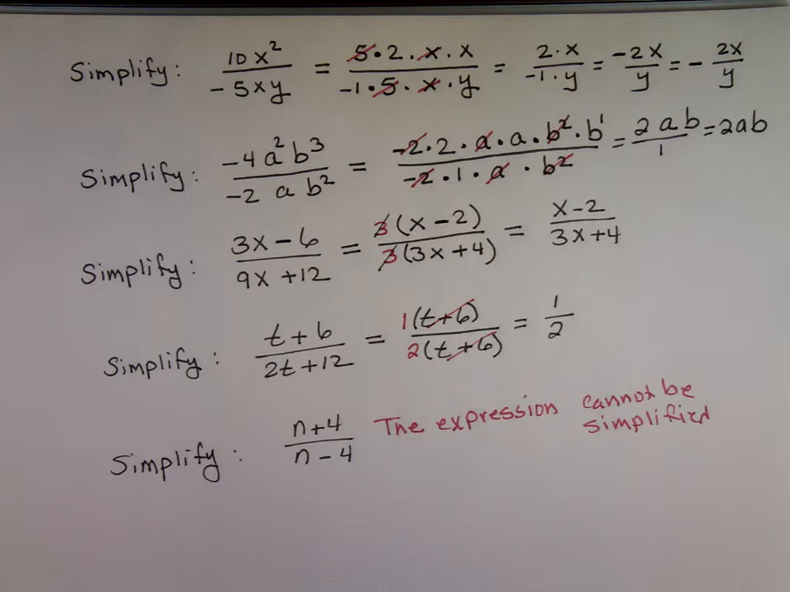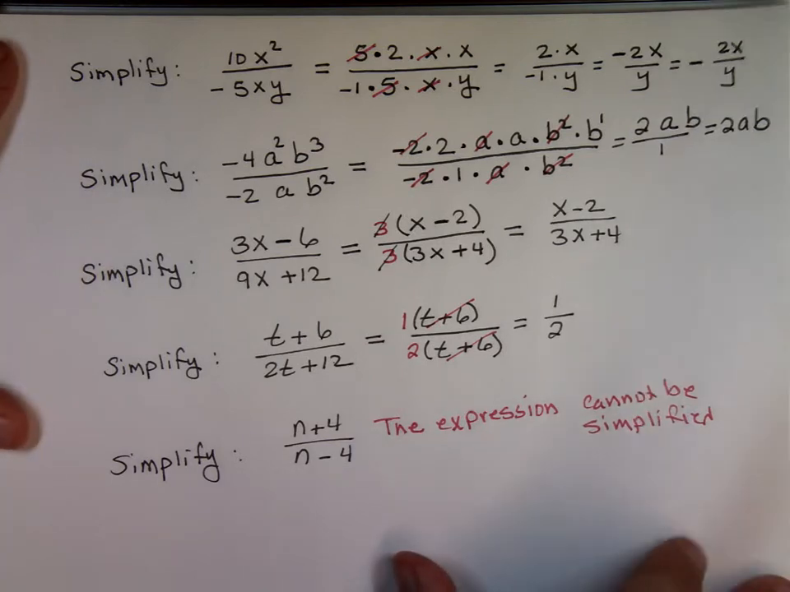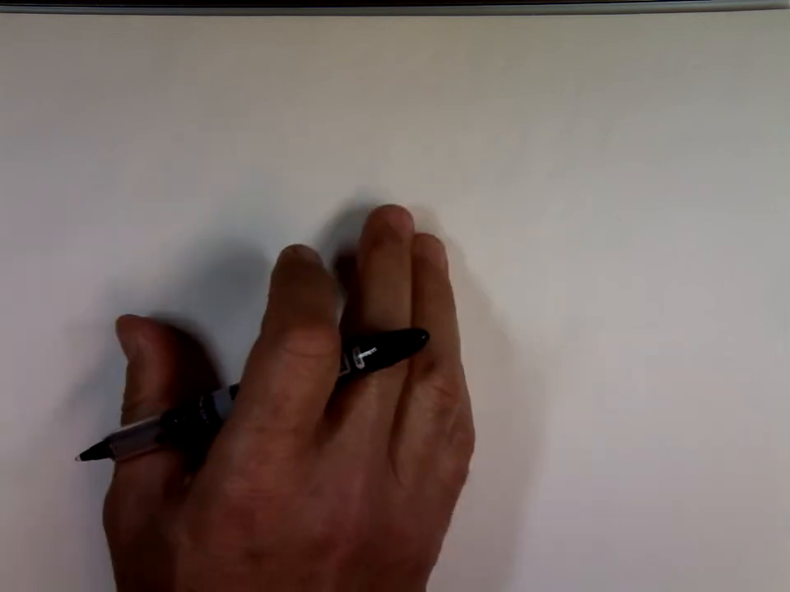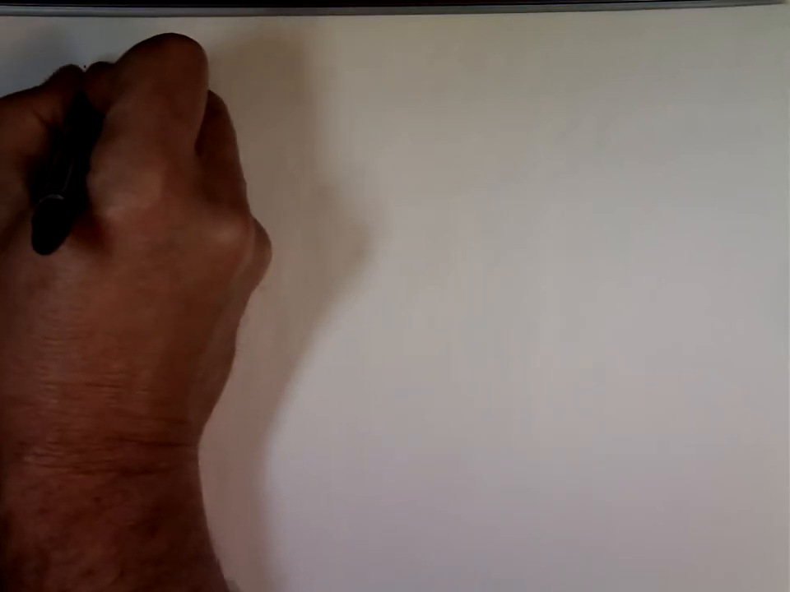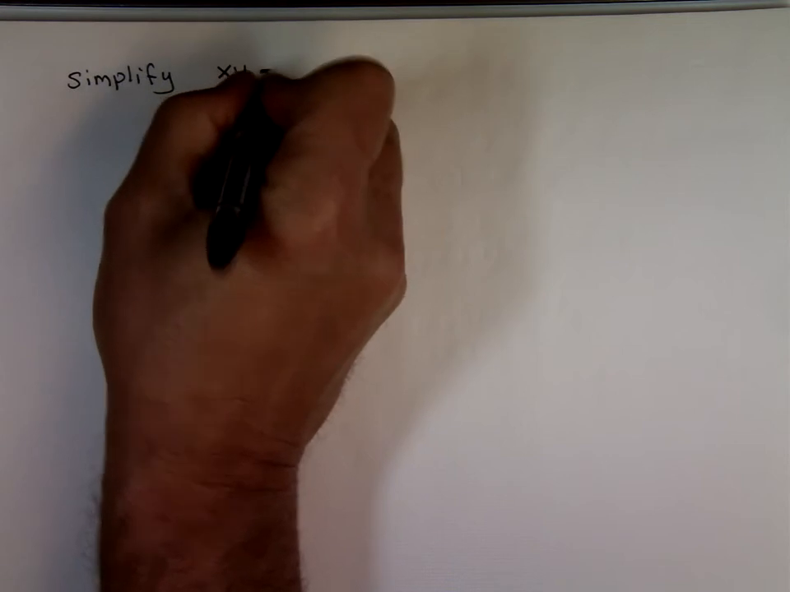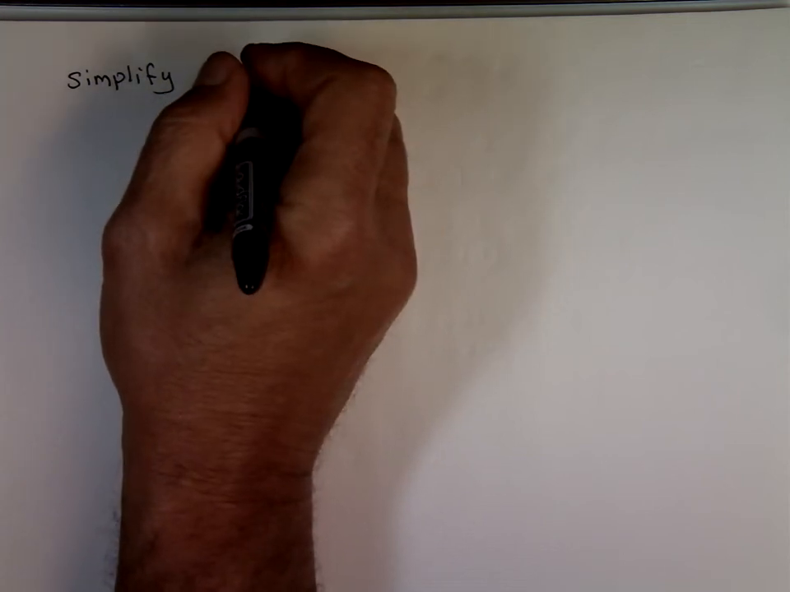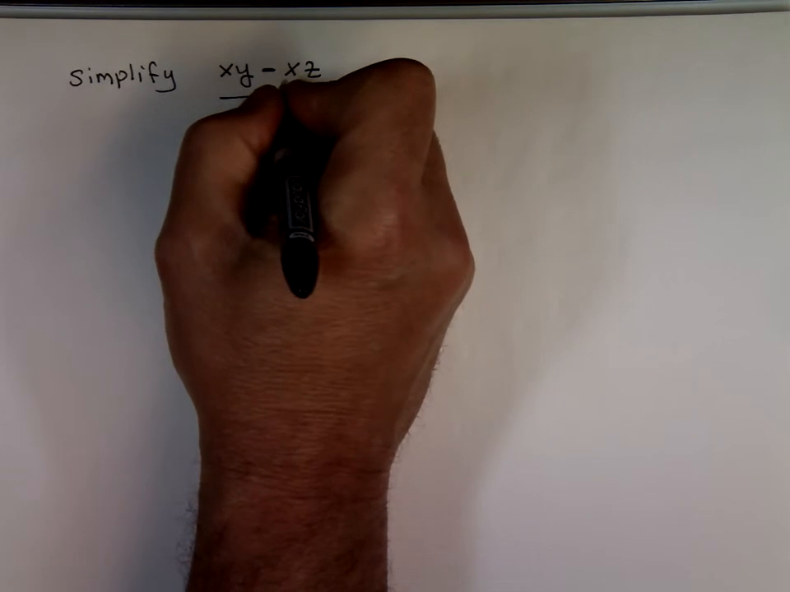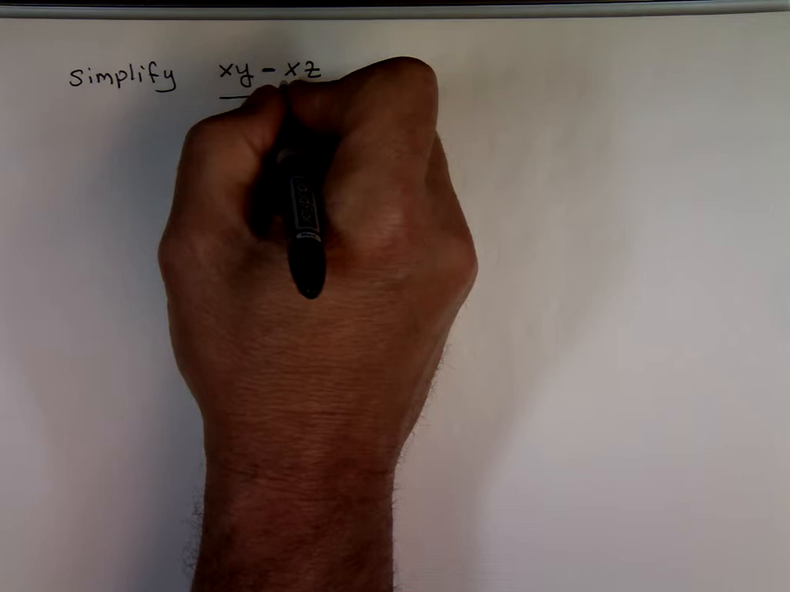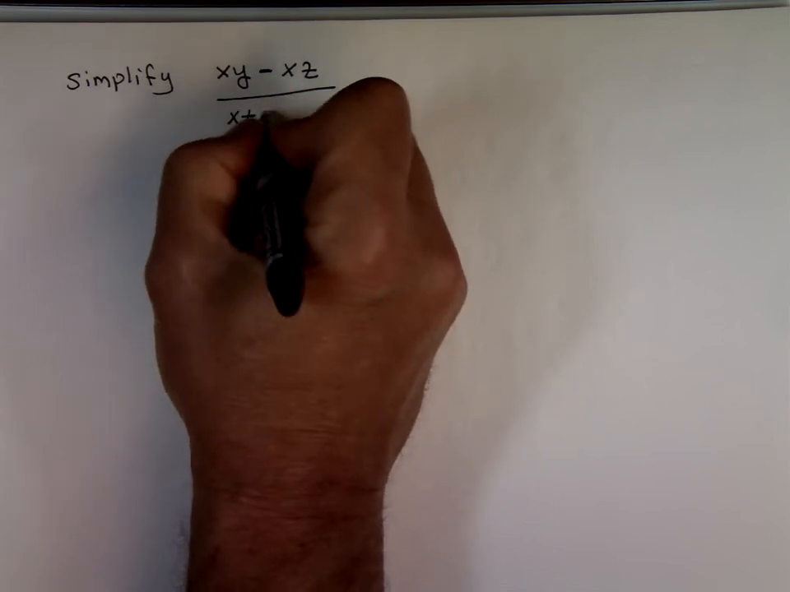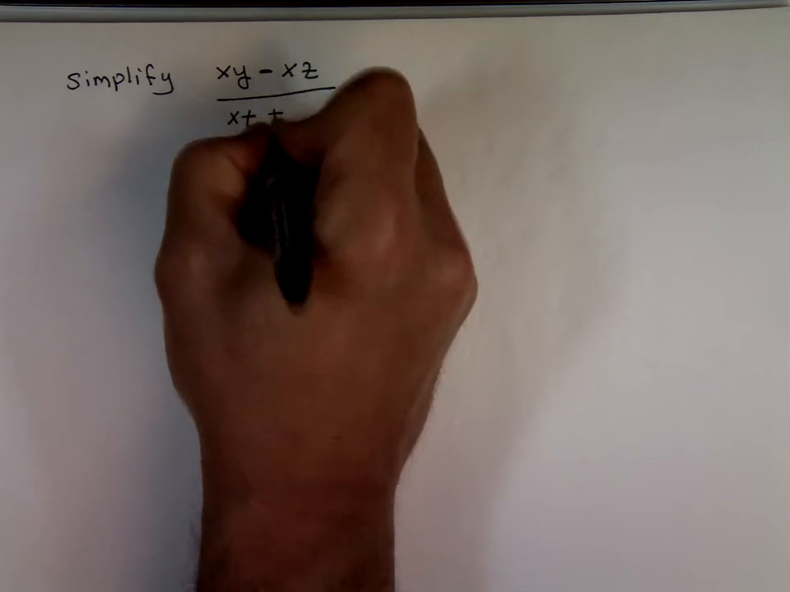Let's make them a little bit bigger. Simplify. xy minus xz over xt, or I'll make it a plus, 3xg.